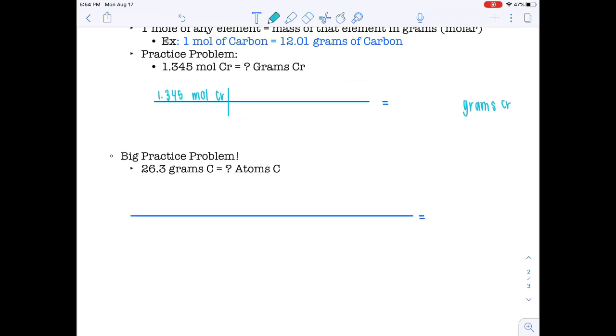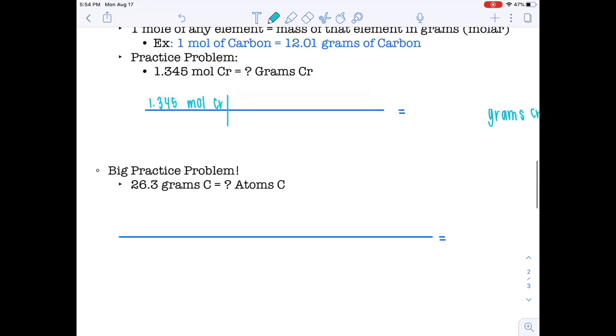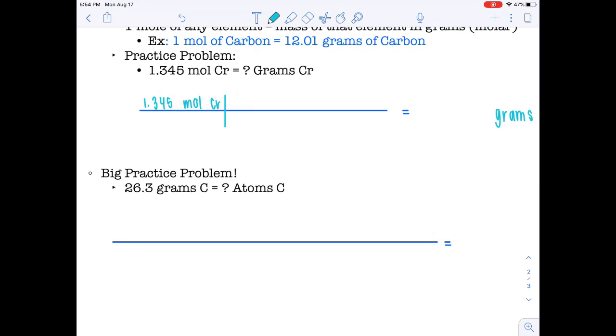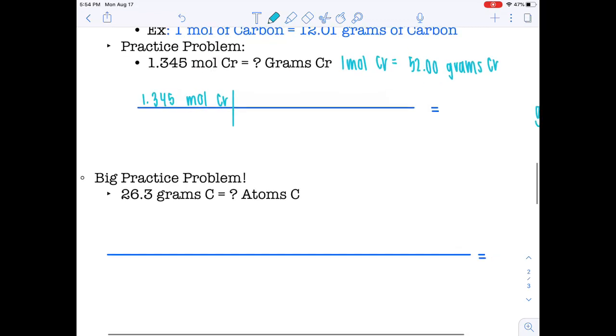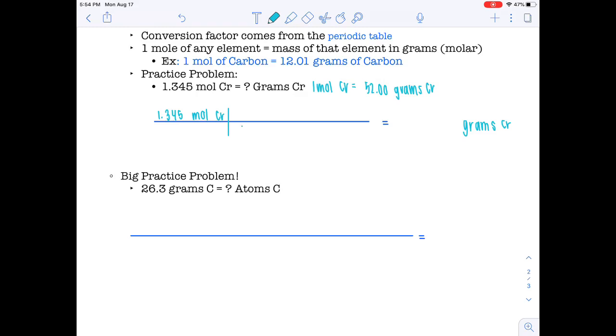So now our practice problem, if we have 1.345 moles of chromium, how many grams of chromium is that? So if you don't have a periodic table right now, that's fine. I can tell you that 1 mole of chromium is equal to 52.00 grams of chromium. And you can find this on the periodic table. So over here we want to end up with grams, so we need to cancel out the moles. So put 1 mole of chromium down here. And then put 52.00 grams in the top.